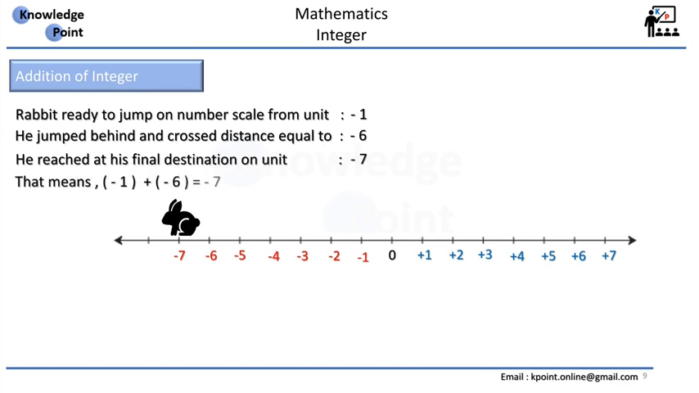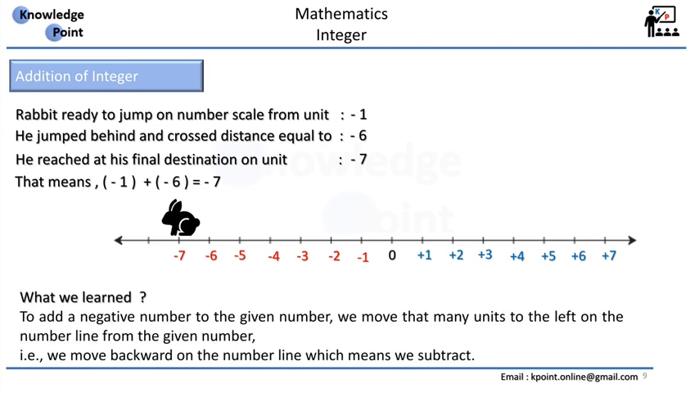So that means we can say -1 plus -6 is equal to -7. So what we learn: to add a negative number to the given number, we move that many units to the left on the number line from the given number. So in our example, the given number is -1, and then we added -6, that many units he jumped and he reached -7. As we move backward on the number line, which is practically speaking like subtraction, because we are going further negative.